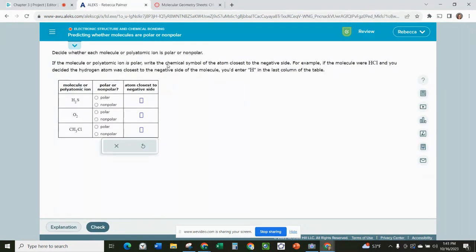Okay, let's do one more example of predicting if a molecule is polar or nonpolar. So this one has some more interesting molecules. So we have H2S. So the first thing that we need to do is draw the Lewis structure and then decide if it's polar or nonpolar based on its molecular geometry. So we need to know what it looks like before we can decide if it's polar or nonpolar.